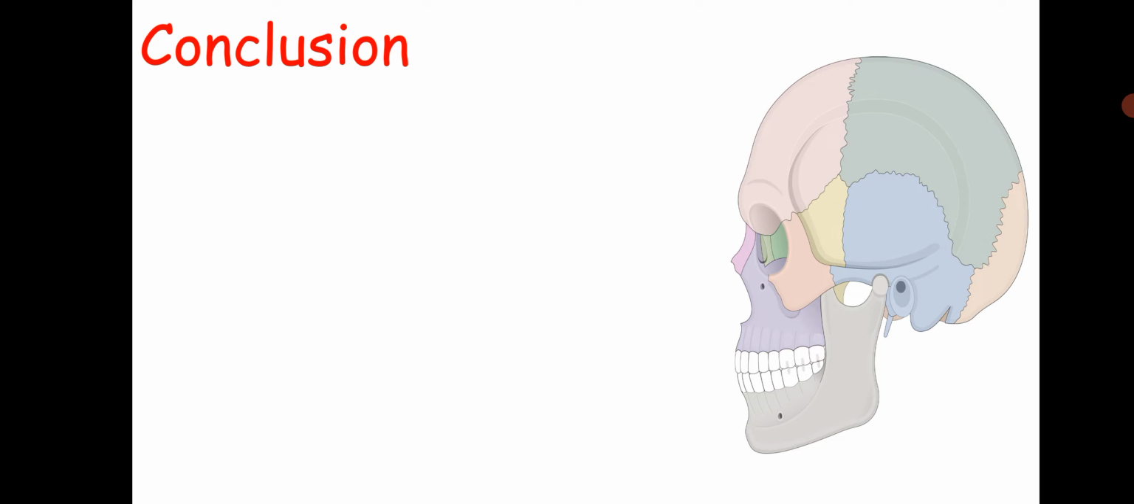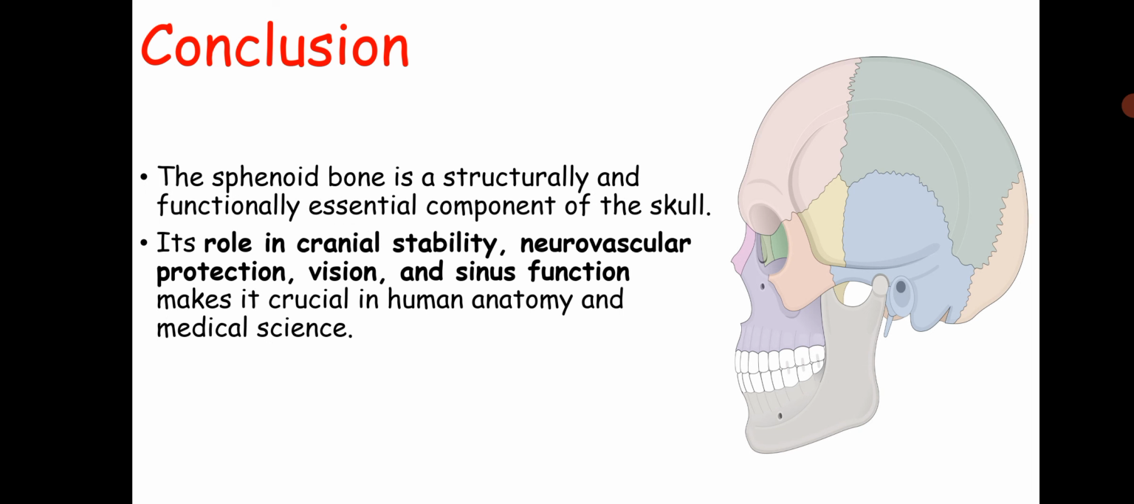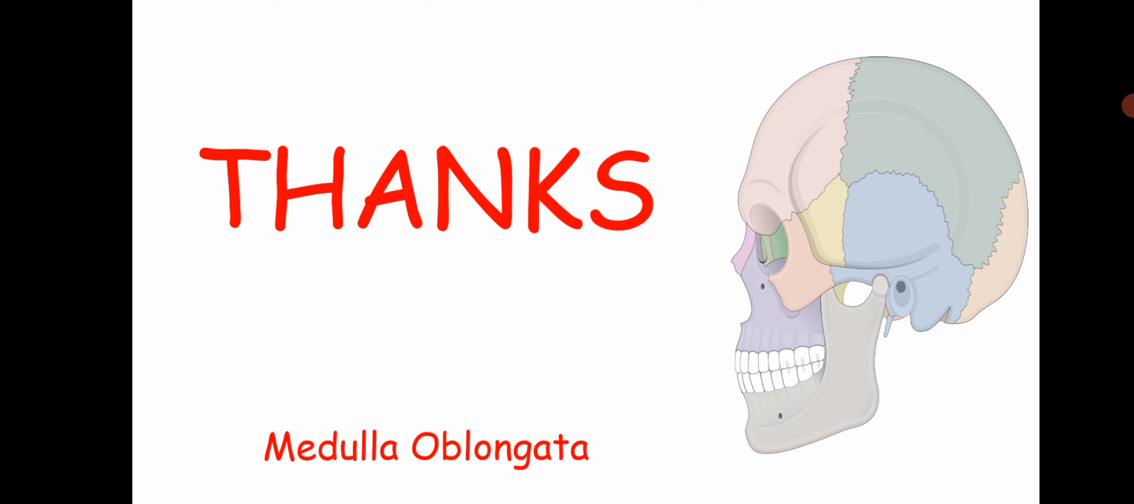Now let's talk about the conclusion of this lecture video. Sphenoid bone is a structurally and functionally essential component of the skull. Its role in cranial stability, neurovascular function, vision, and sinus function make it crucial in human anatomy and medical sciences. Understanding its structure is vital for diagnosing and treating cranial, neurological, and endocrine disorders. And this was all about the sphenoid bone.